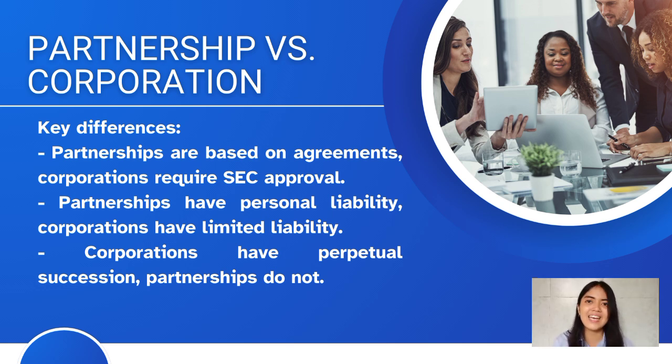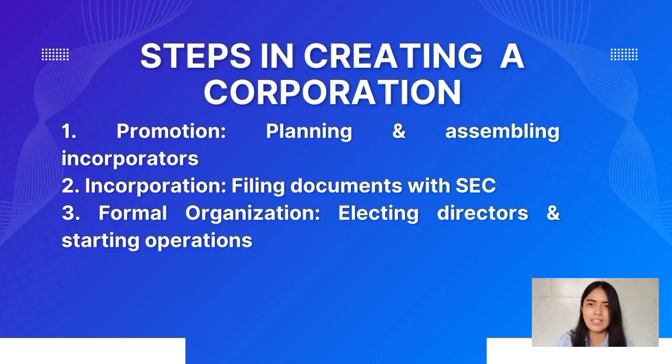Steps in creating and organizing a corporation. Forming a corporation involves 3 main steps. Number 1, promotion. This involves business planning and assembling incorporators. Number 2, incorporation. Filing articles of incorporation with the Securities and Exchange Commission. Third, formal organization and business operations. Electing directors, adopting bylaws, and officially starting the business.